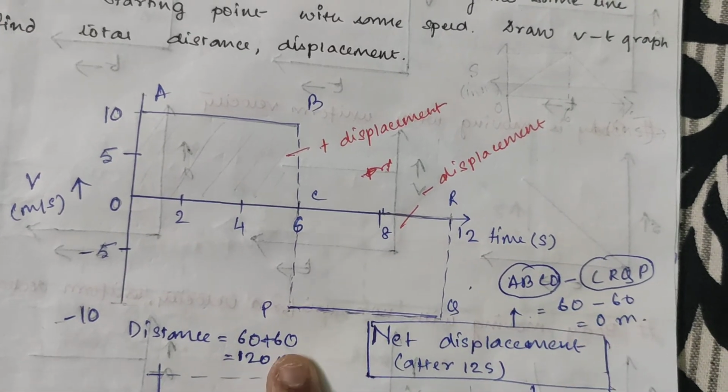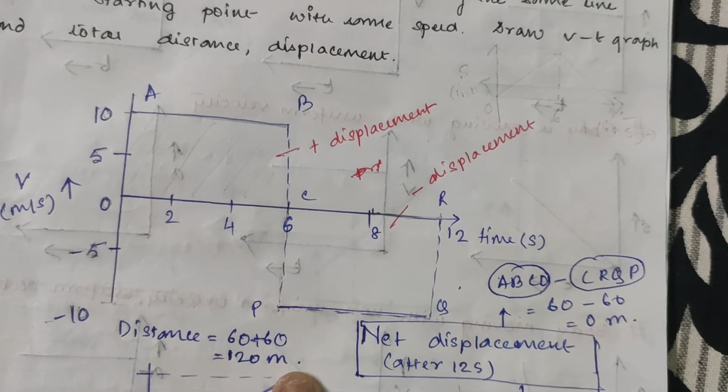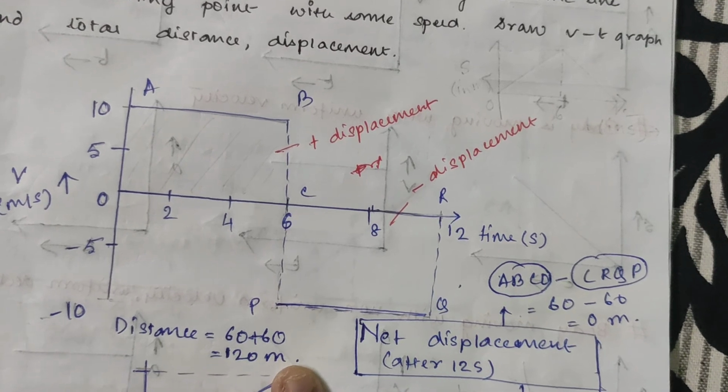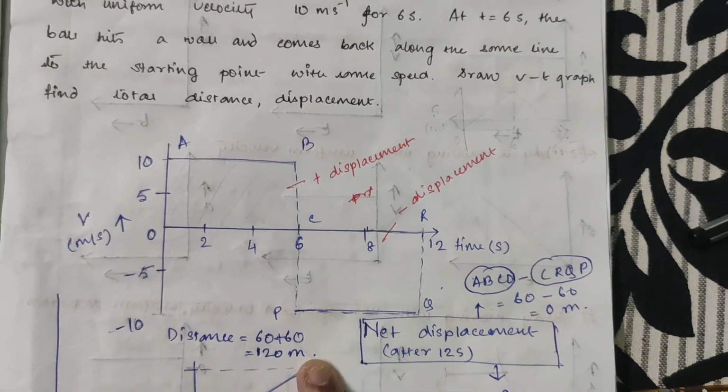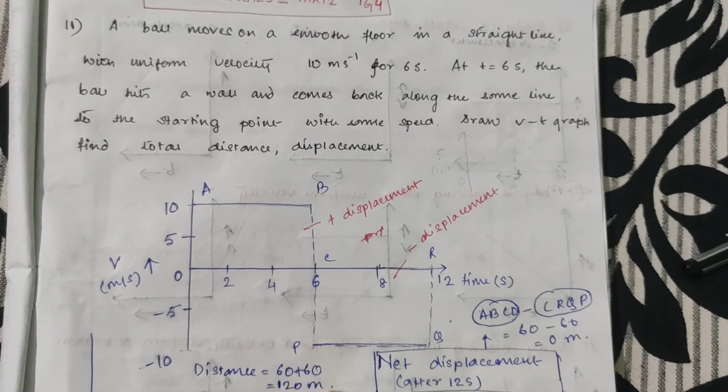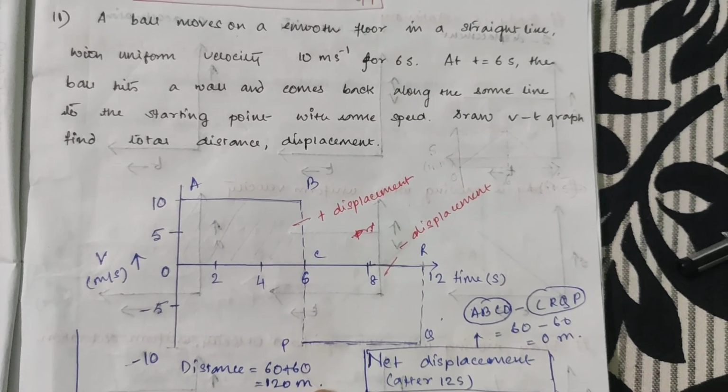Now what is the distance? Simply 60 plus 60, 120 meter. You don't have to consider the signs because distance is the total length of the path covered. It does not need any direction to be specified as it's a scalar quantity.